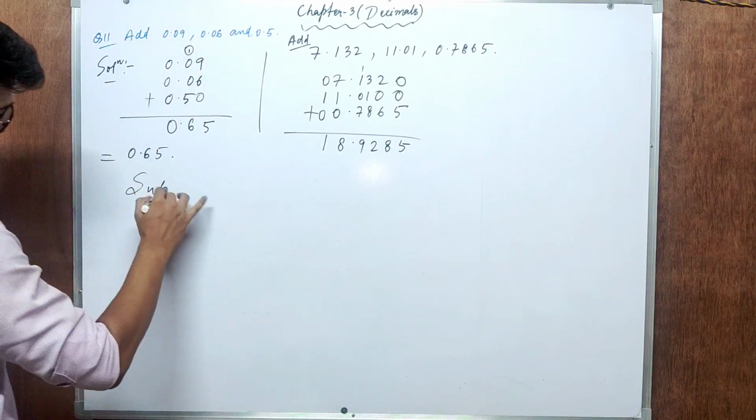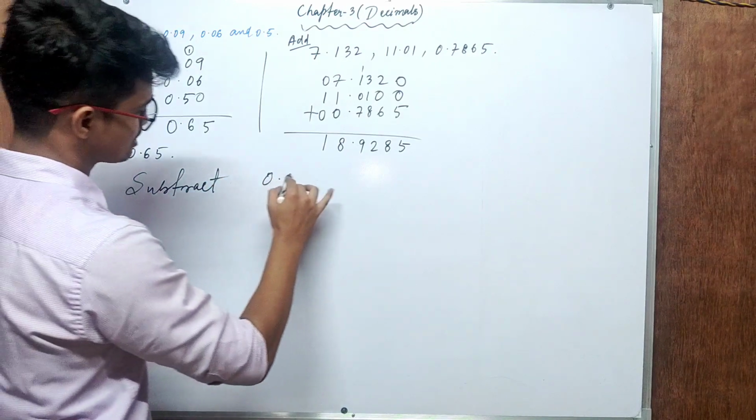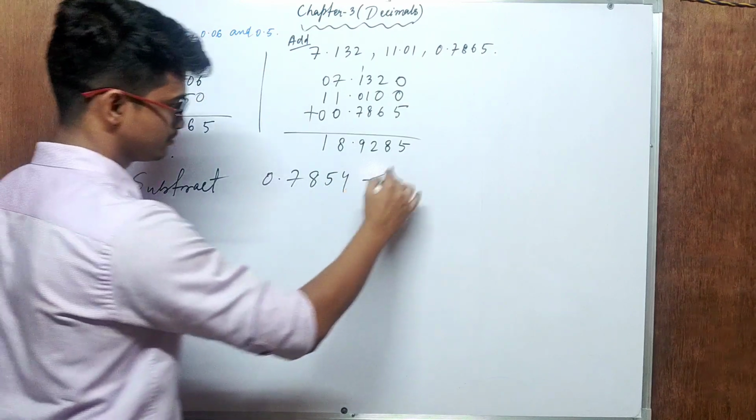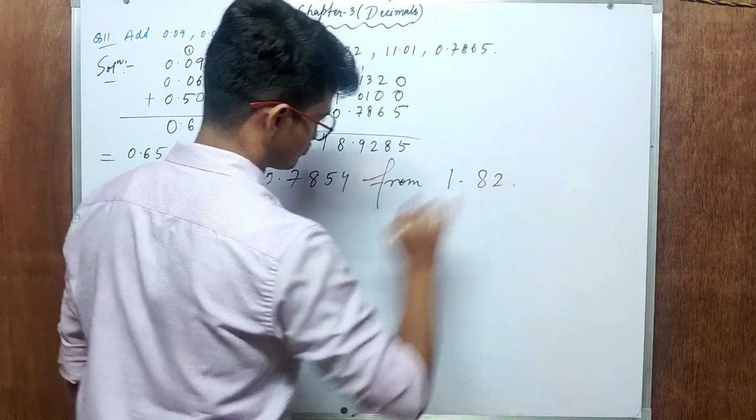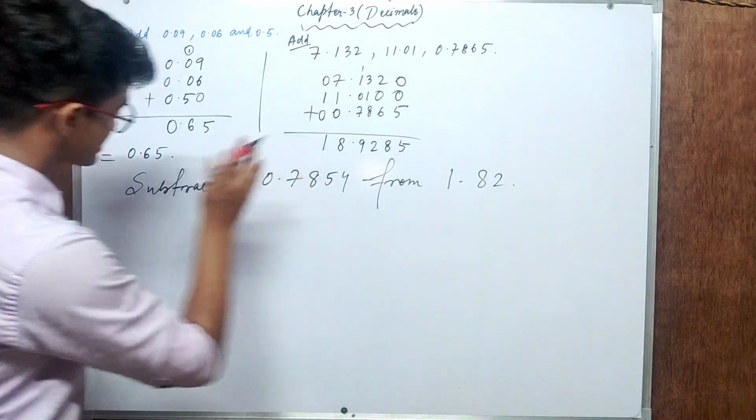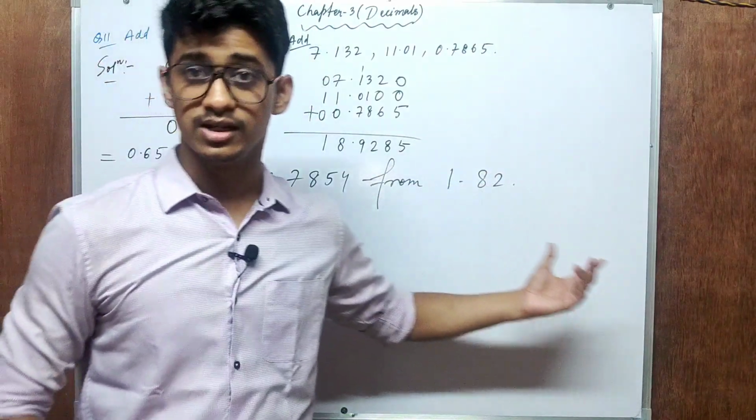Let's say subtract 0.7854 from 1.82. That is the question. Alright, so what we have to do, subtract this from this. So that means this will be the bigger number.